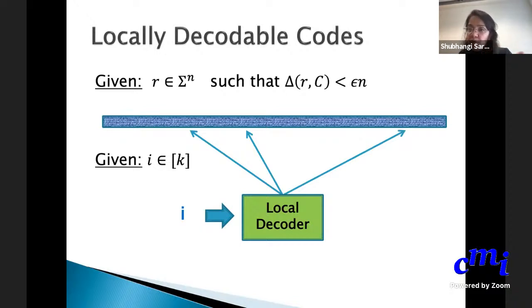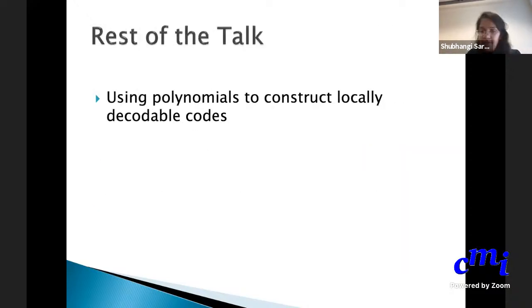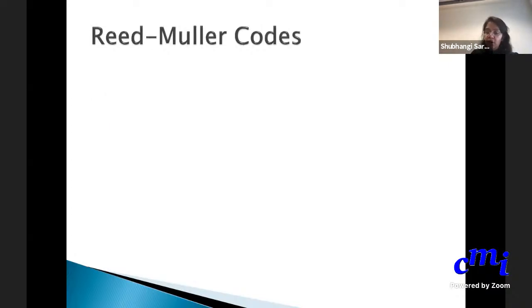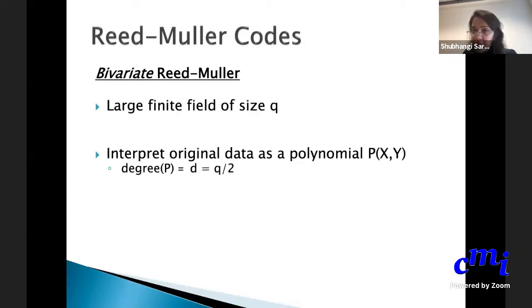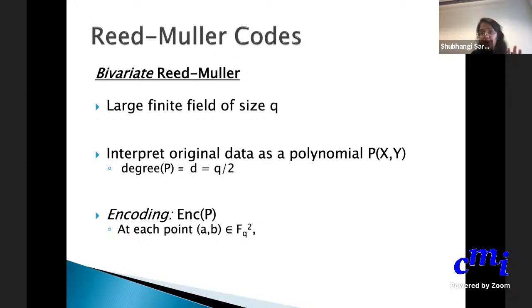If I want to recover the true value at one location, I want to be able to do this by just looking at very few locations in the code and then being able to recover the true value at one location. Locally decodable codes have, in the last couple of decades, received a lot of attention. You can use polynomials again to construct such codes. I talked about univariate polynomials for Reed-Solomon codes. You can use bivariate polynomials and trivariate polynomials and higher degree polynomials and do things with them and construct these things called locally decodable codes.